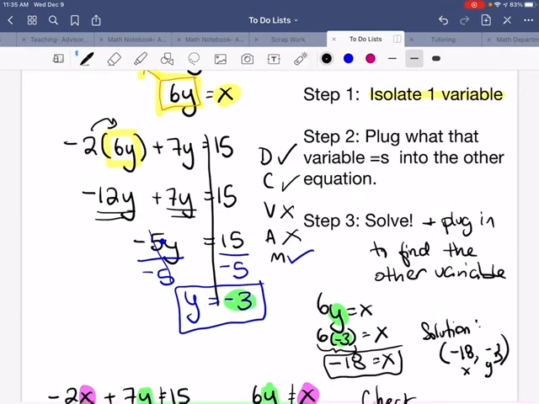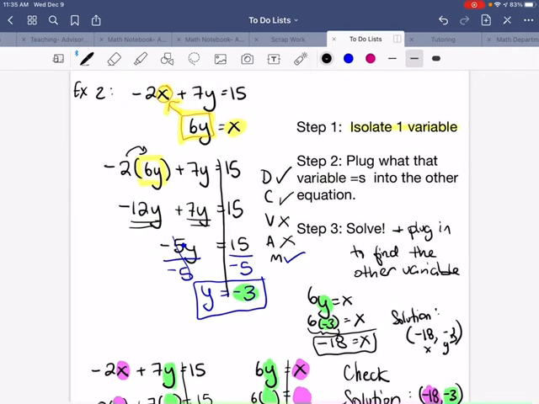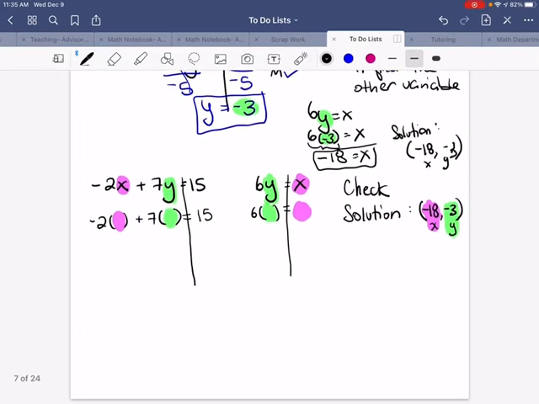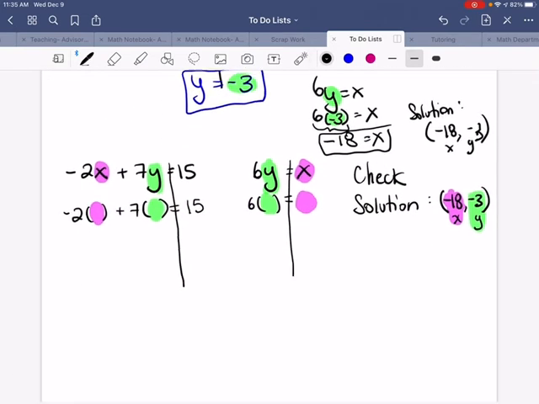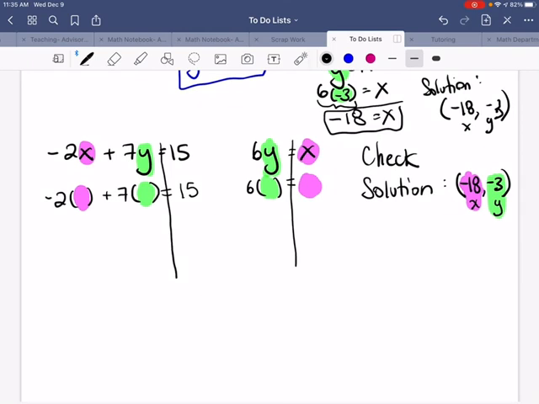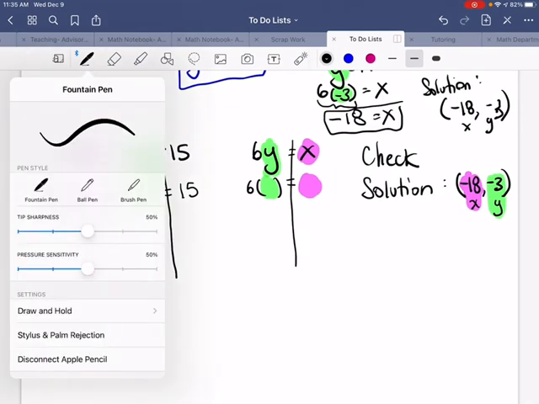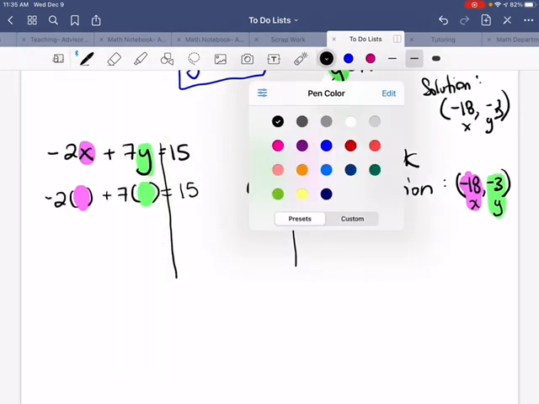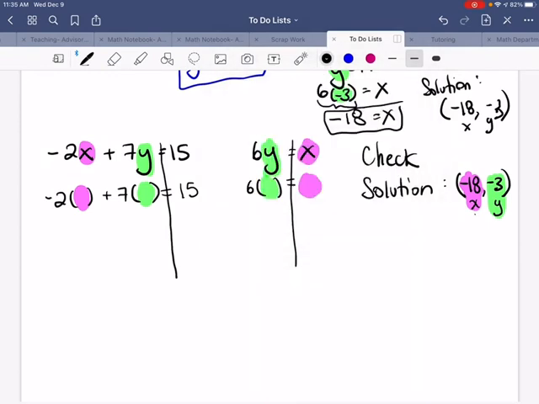So if you need, okay, pause it, take some good notes on that, and then do this last check. So we're going to just check that it's correct. So my solution was -18, -3. Everywhere I see the x, I'm going to put in -18. So I have an x right here, and I have an x right here in both equations. And then everywhere I see a y, I put in -3. So that's y, and this is y.